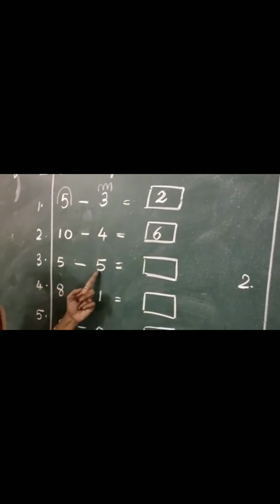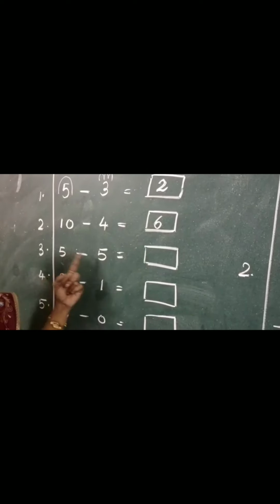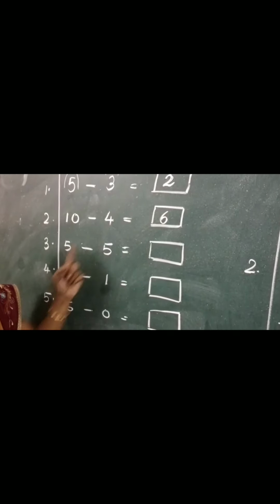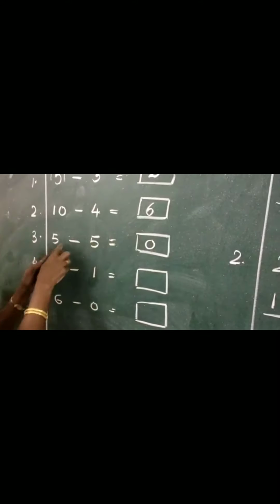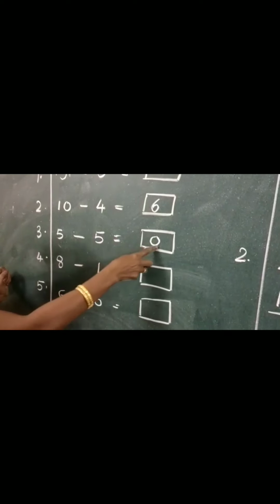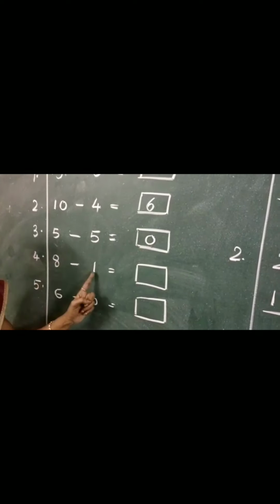Next, 5 minus 5. So when you get the same numbers, the difference will be 0. Okay, already I have explained this. When you get the same numbers, your answer will be 0. Now let's see for 1.